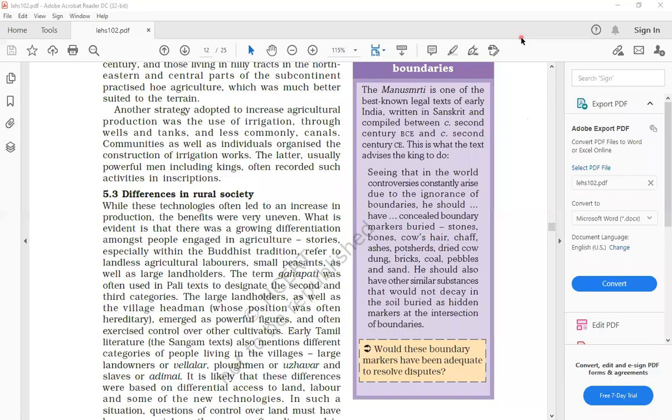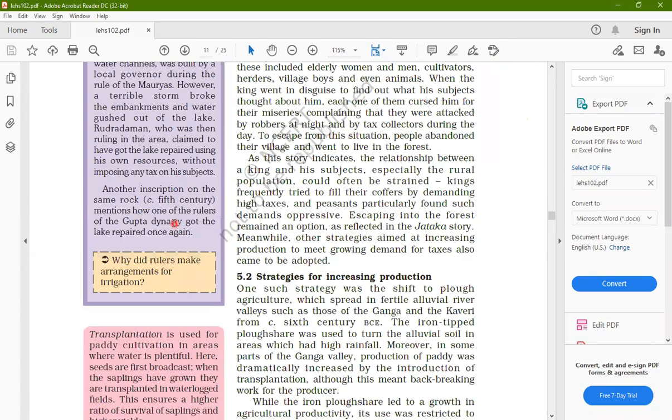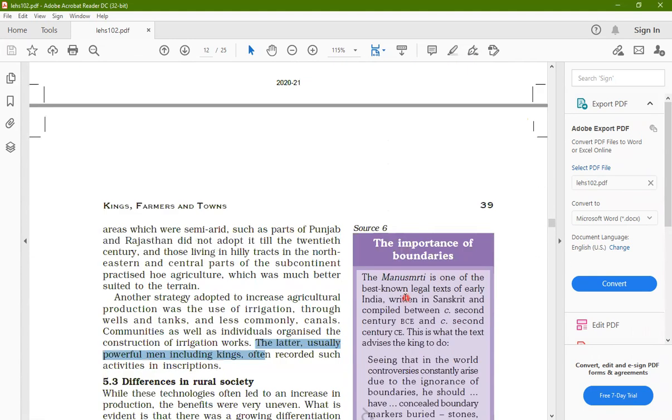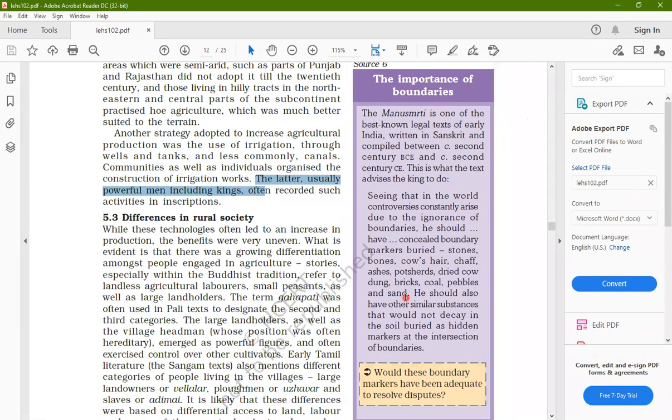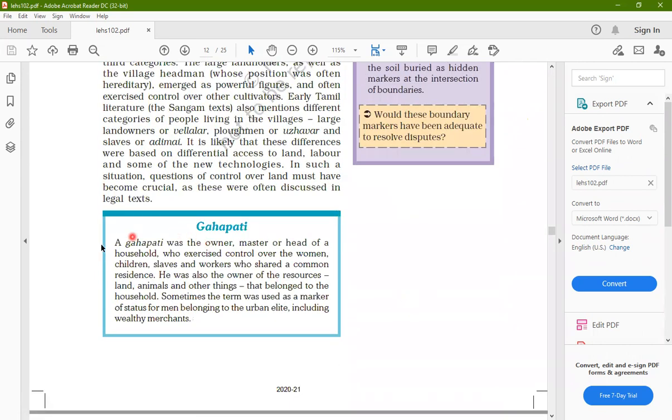Now, one more important question is who were the landlords? The landlords were usually powerful men, including kings, who often recorded such activities in inscriptions. Which activities? Activities such as increasing production and how agriculture was going, meaning the political life of a person. Now, we have the next question: what was a Gahapati, right?